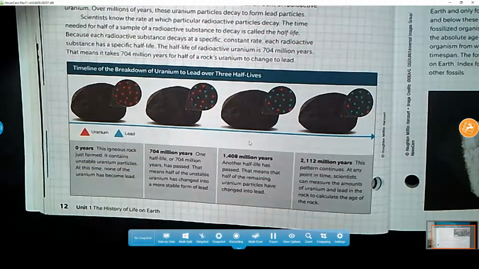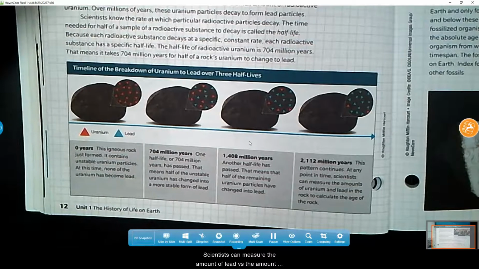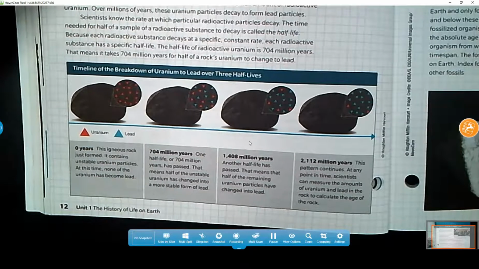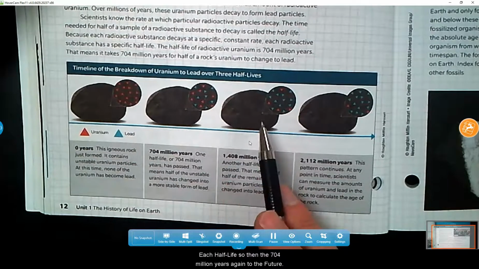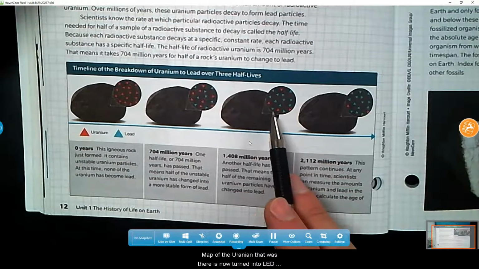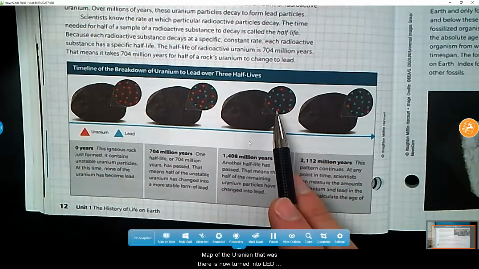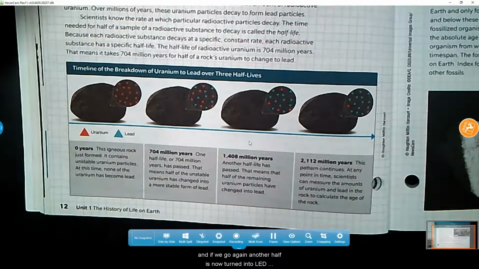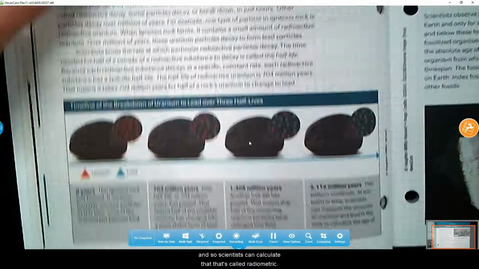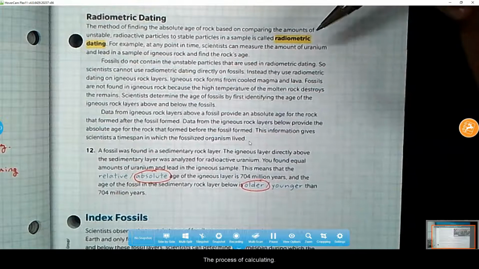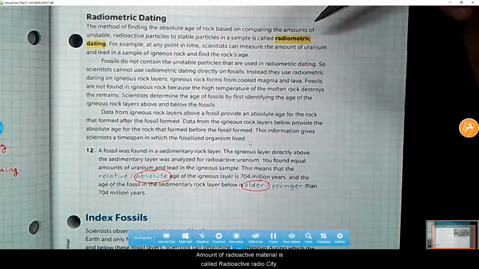And so we can measure that. Scientists can measure the amount of lead versus the amount of uranium that's in a rock, and then can calculate how old that rock is. Okay, and so each half-life, if we go 704 million years again into the future, half of the uranium that was there is now turned into lead. And if we go again, another half is now turned into lead. And so scientists can calculate that, and that's called radiometric dating. So that process of calculating the amount of radioactive materials is called radiometric dating.